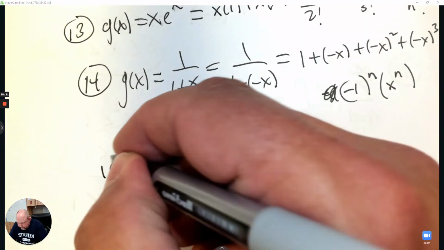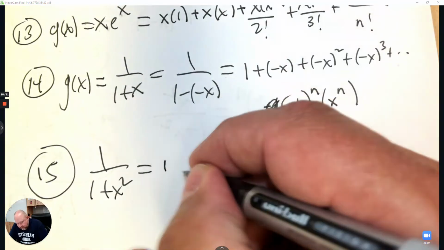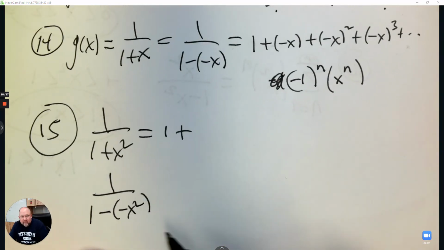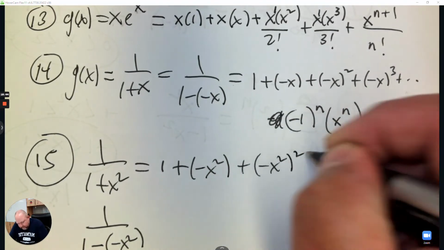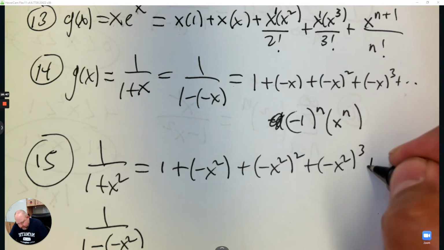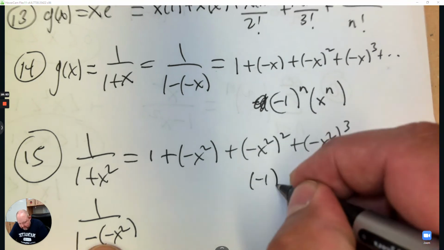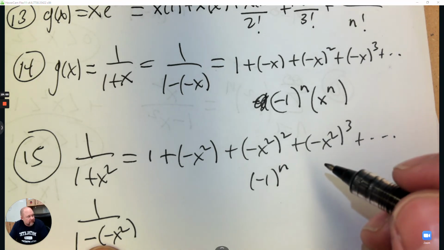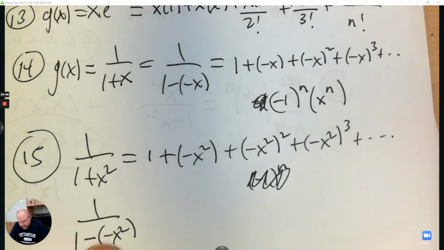Number 15. Use the answer in the previous problem to find the power series for 1 over 1 plus x squared. So same thing, 1 plus, this is really 1 subtract negative x squared. So we need negative x squared, so instead we just put in negative x squared. And then the general term again, it's alternating. Oh, does it ask you for the general term? No. So there it is right there.